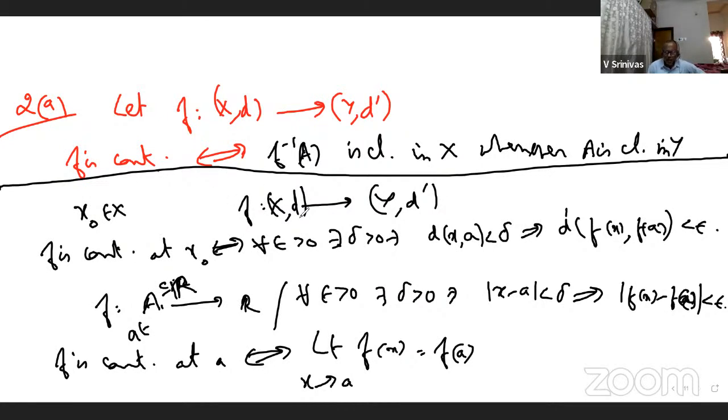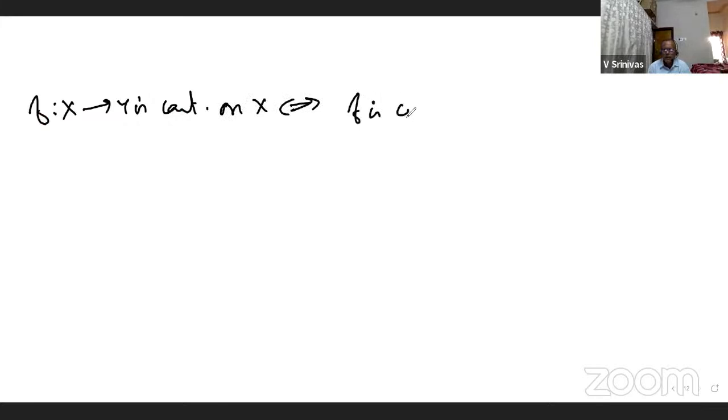We say f is continuous on X if f is continuous at each and every point of it. That's how you define continuity on a metric space, right? And then, f from X to Y is continuous on X if and only if f is continuous at each x naught belonging to capital X, at each and every point of capital X.